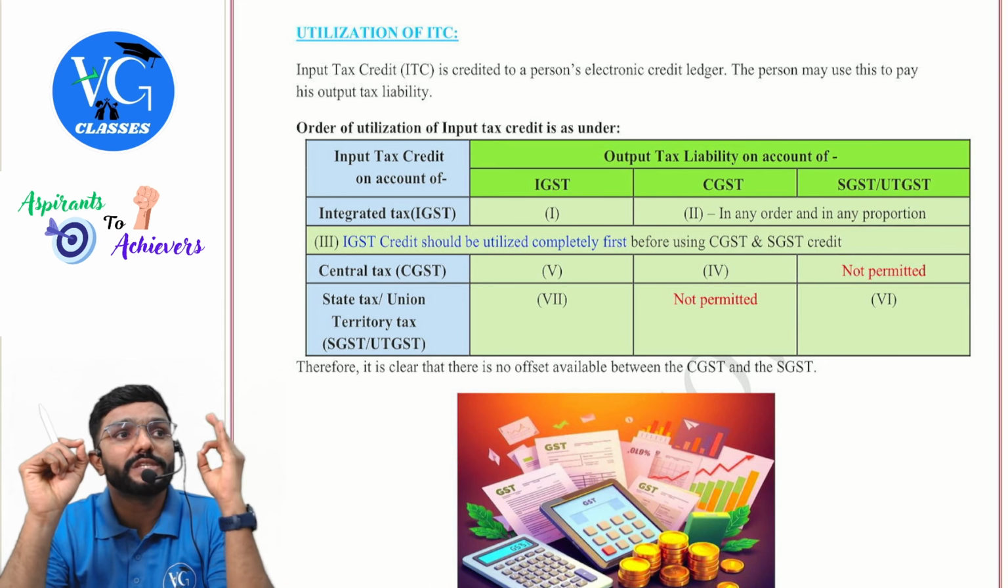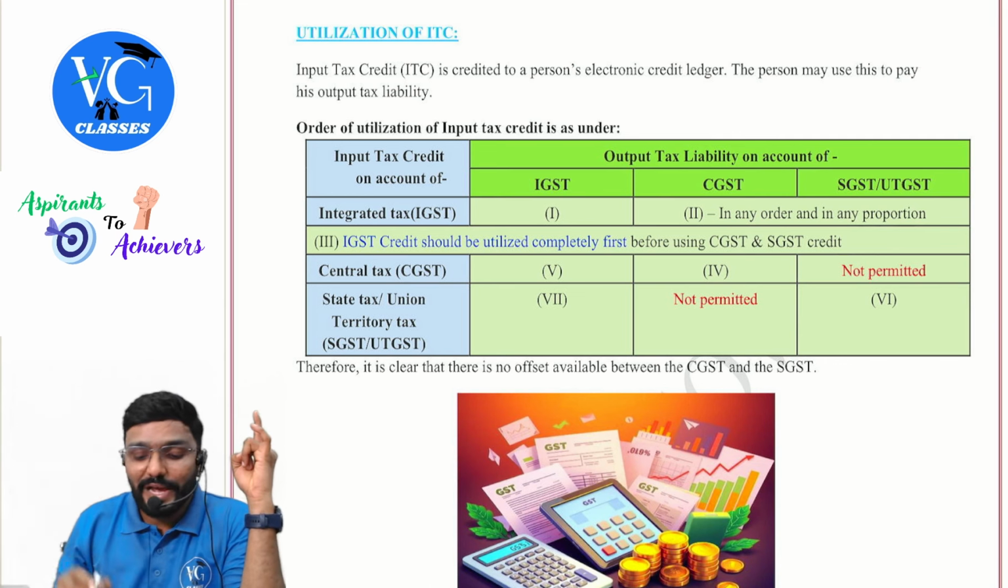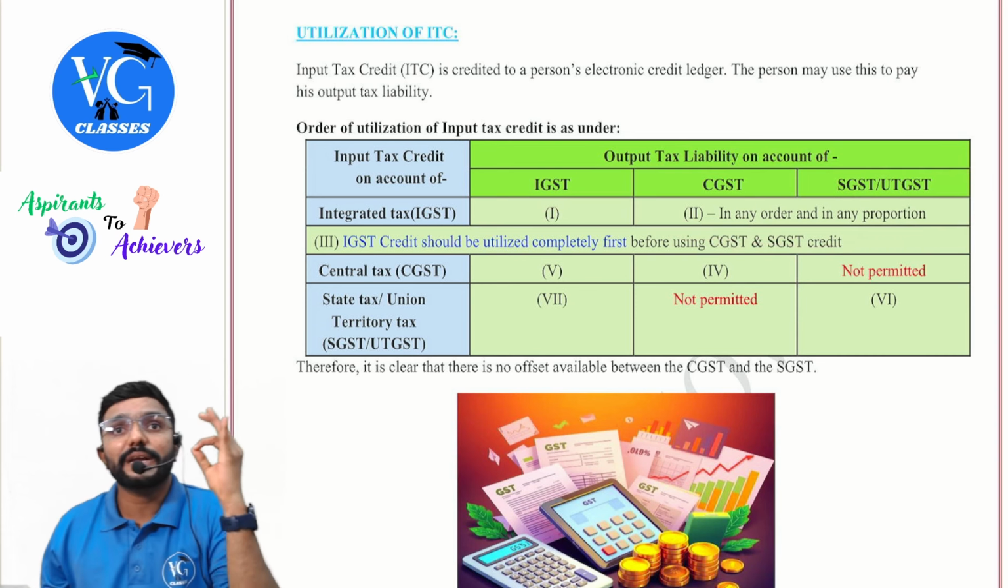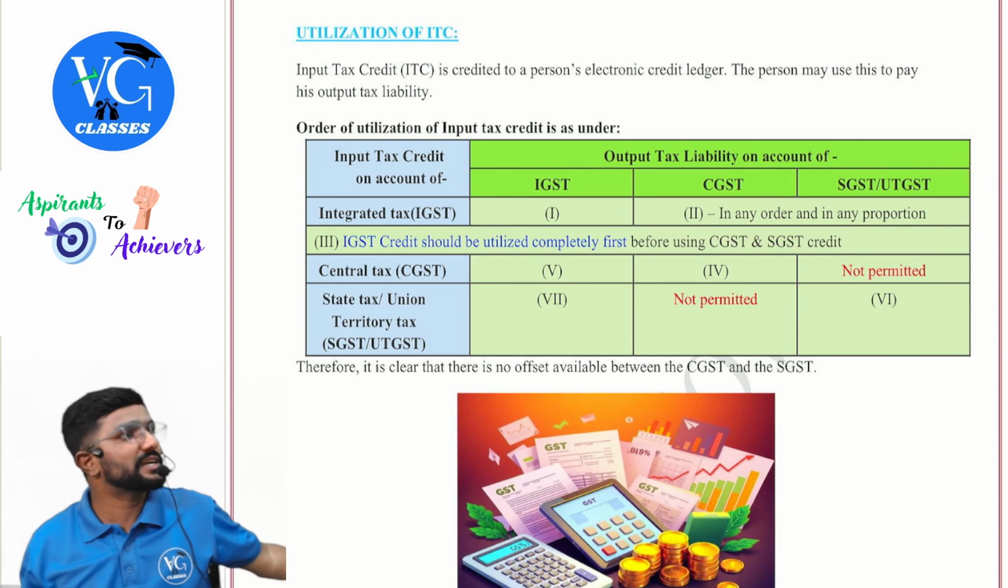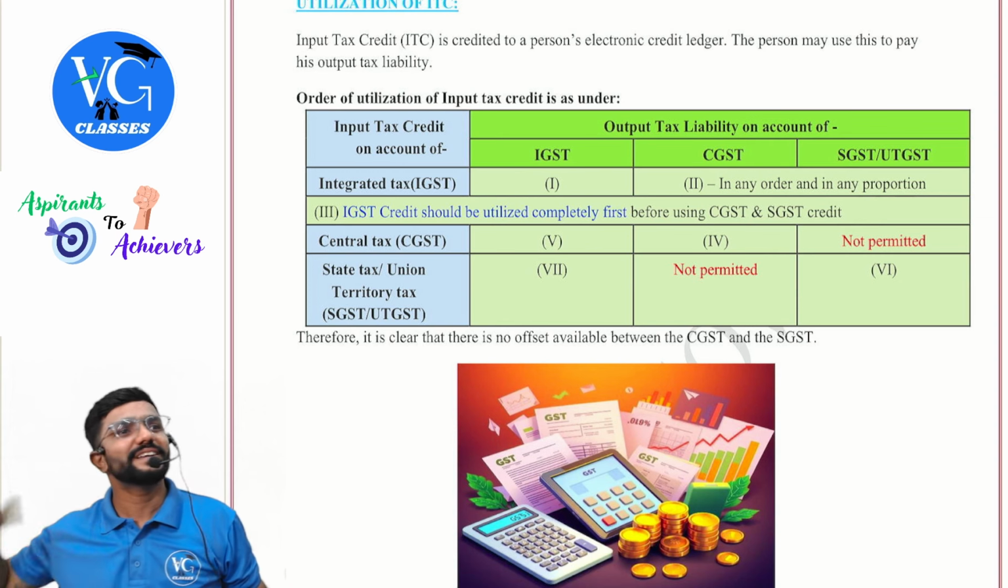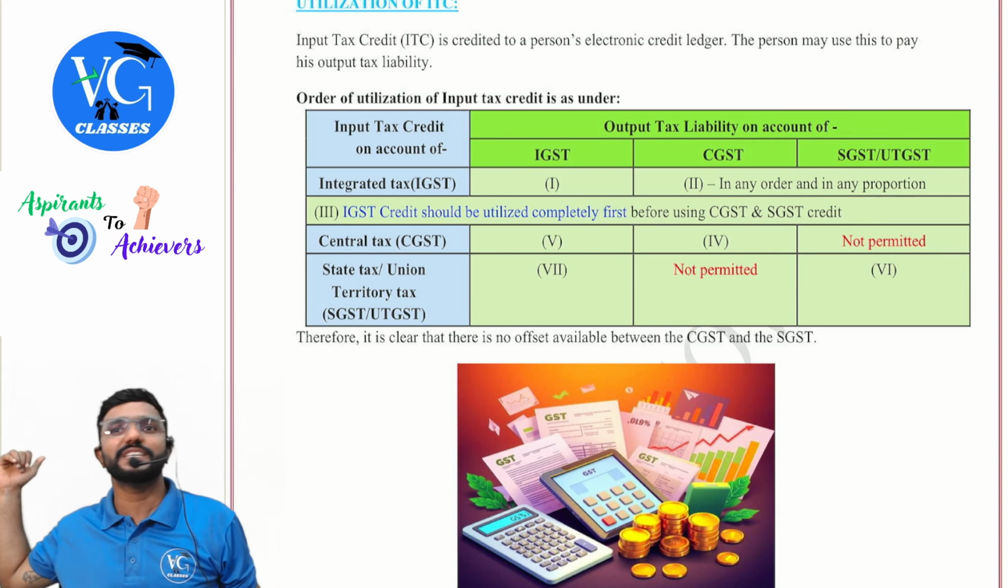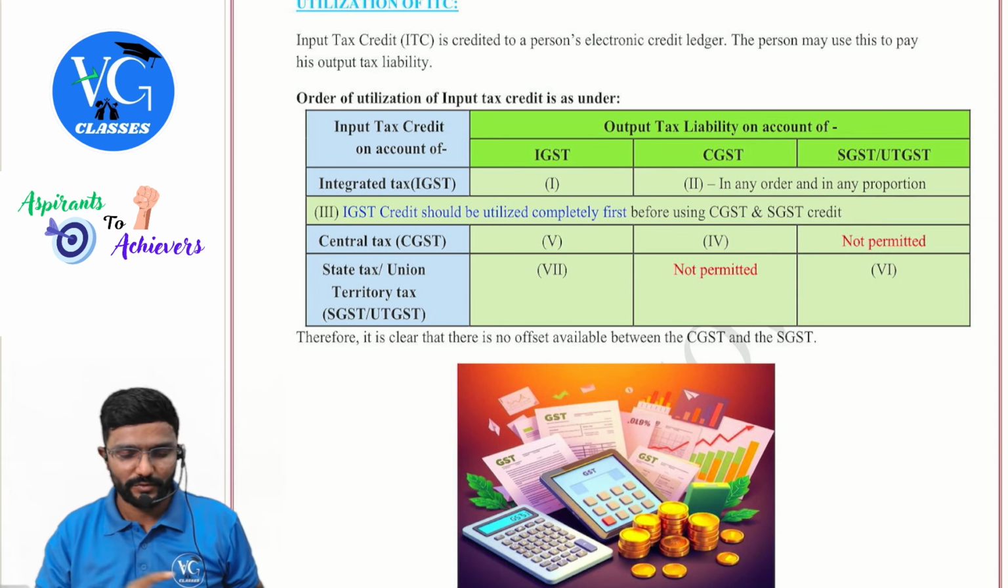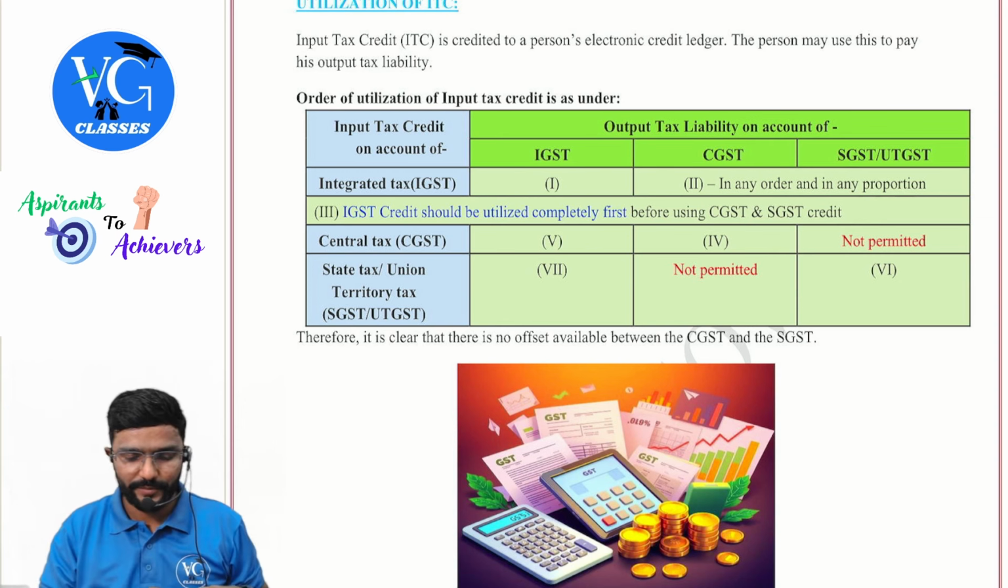Now listen, this is left to the assessee. You have to plan in such a way that your cash, whatever you pay, that is through the electronic cash ledger, should be minimum. Okay, sir. Only when IGST credit is fully utilized, I can go and touch other credits. Sir, I have some IGST credit balance. Can I go and touch CGST credit or SGST credit? No, you cannot. So first use IGST credit fully.